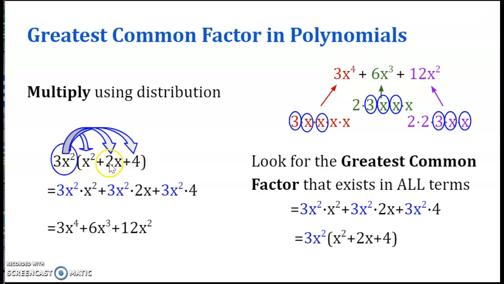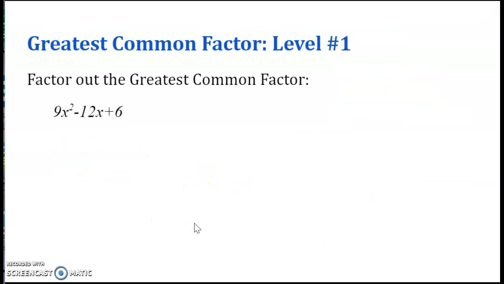Okay, so basically looking for the greatest common factor is doing the multiplication using distribution backwards. So instead of multiplying, we're looking at this and looking at what expression we can take out as being commonly multiplied to all the other terms. All right, so let's try this.